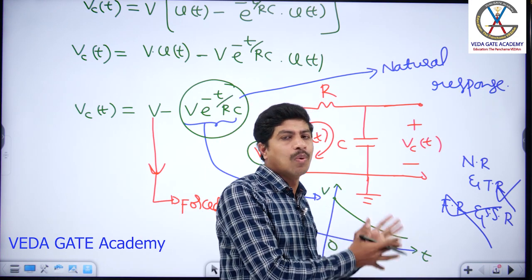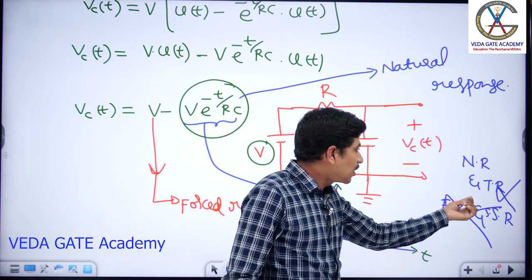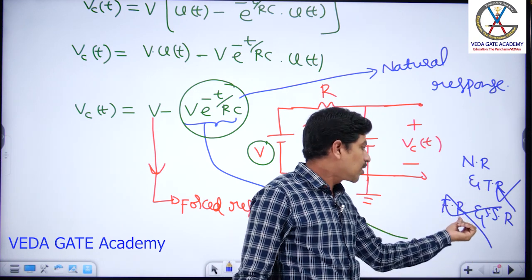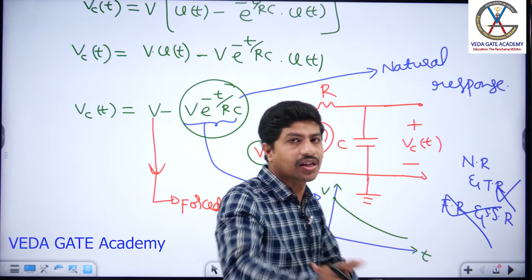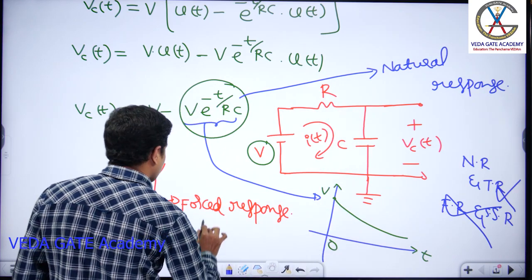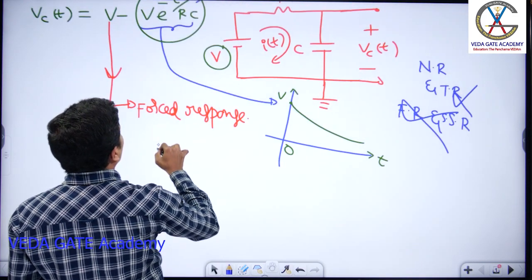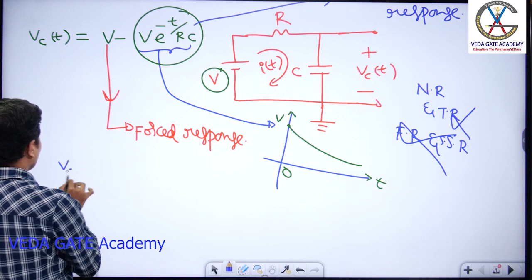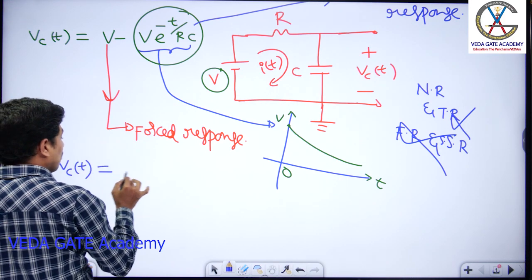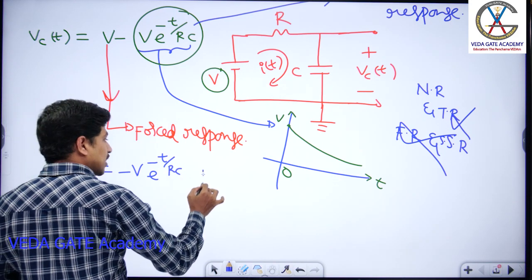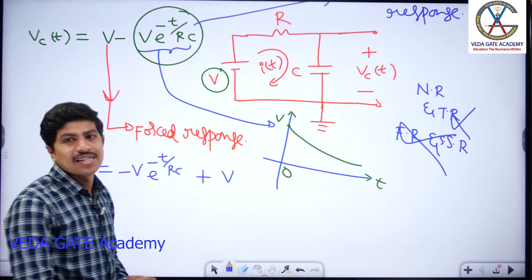So please understand well. We will see after some time the difference between natural response and transient response and forced response and steady state response. First, let's concentrate on this classification of responses. Yes, we have two responses, natural response and forced response. So Vc of t is equal to minus V into e power minus t by RC, which is the natural response, plus V, which is the steady state response.